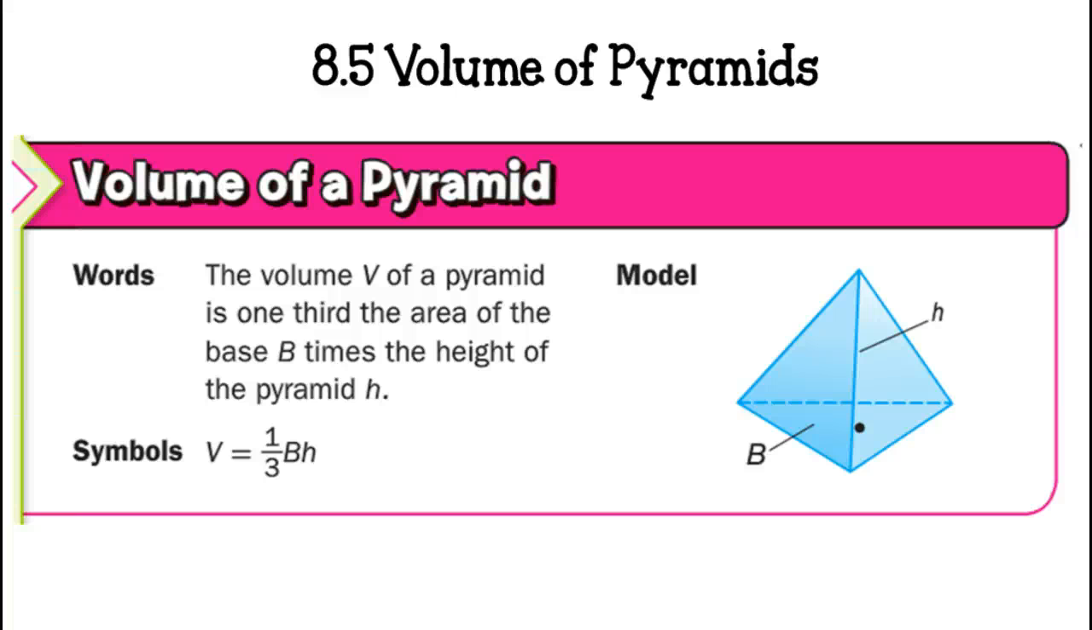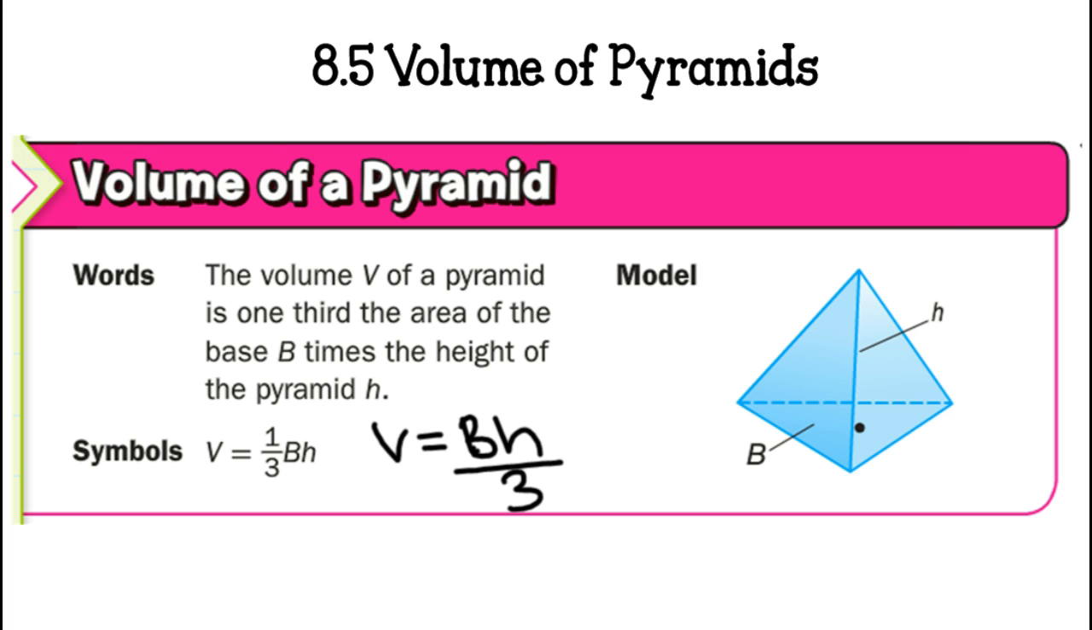8.5 is volume of pyramids. The volume, or V, of a pyramid is 1/3 of the area of the base times the height of the pyramid. So just like what we did in class, we saw that it takes 3 pyramids to create a prism. So we take our formula for the volume of a prism and we divide by 3, and that's pyramid.